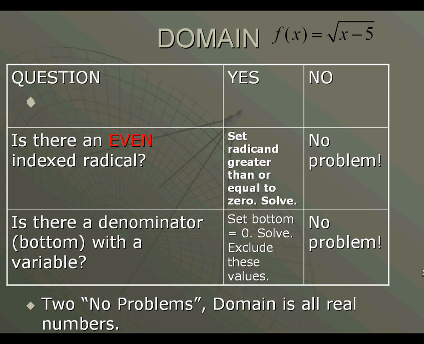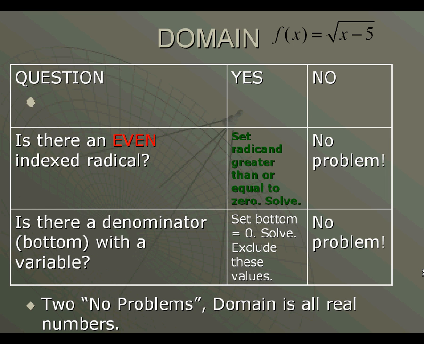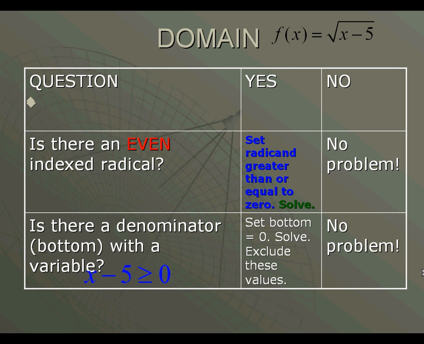Okay, we've got f of x is equal to square root of x minus 5. We always ask the same two questions. Is there an even index radical? The answer is yes. Yes, there is. So we're in this cell, but now all we have to do is just follow the steps that are outlined in this cell. So the first step we should do is set the radicand greater than or equal to 0. The radicand is just what is underneath the radical, so we set x minus 5 greater than or equal to 0.